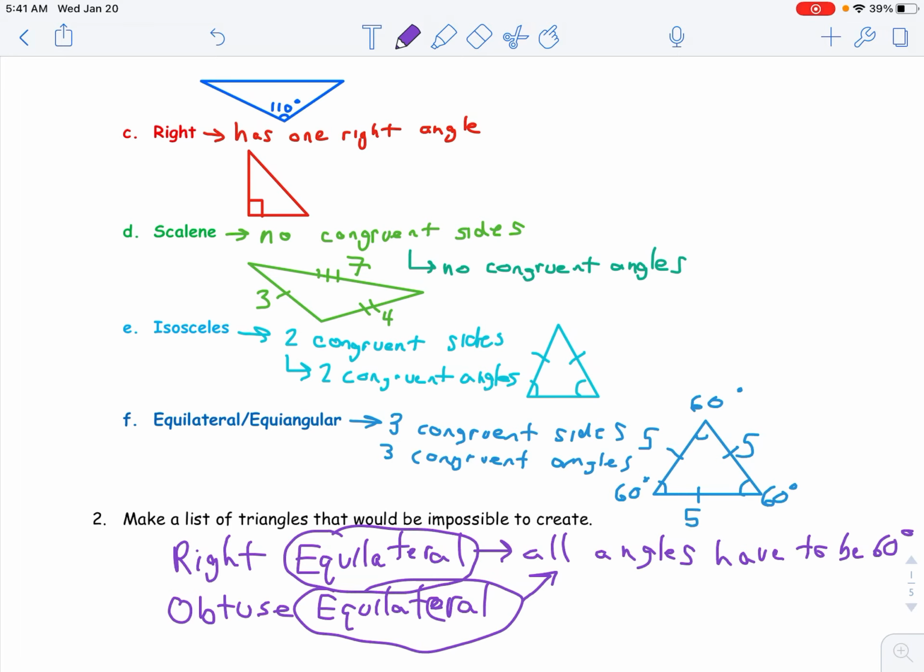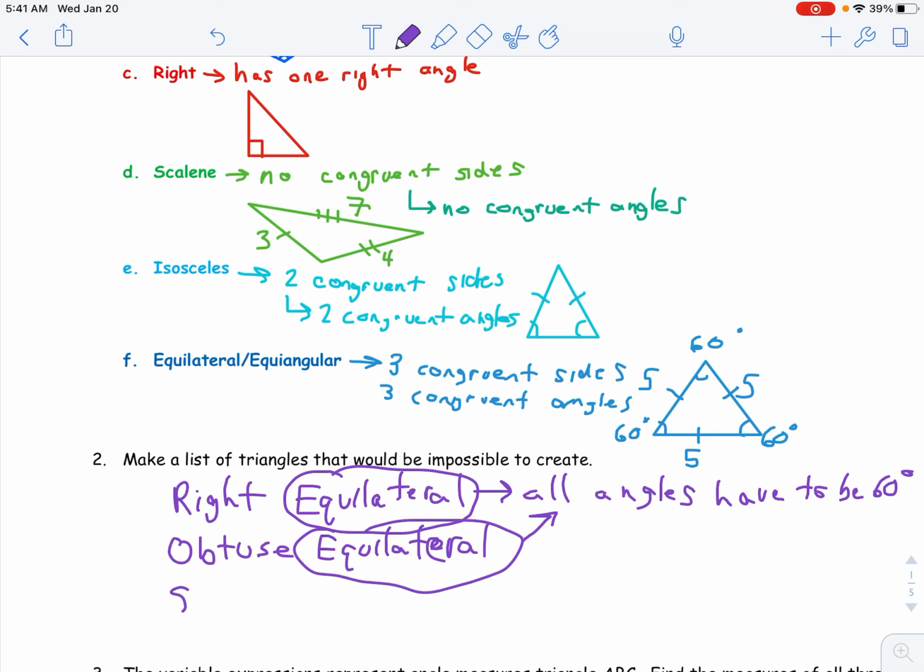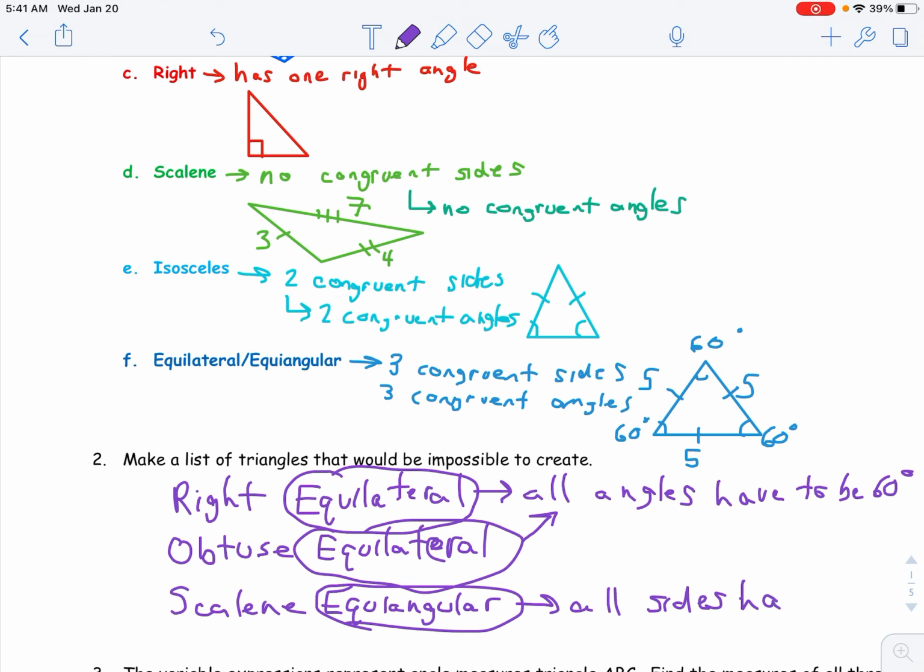Okay, and then you could also say scalene equiangular. Because when it's equiangular, all sides have to be the same. Technically, you can have isosceles equiangular. I don't really like the definition of isosceles, so I'm not going to write this down. But isosceles, at least two congruent sides. That's the official definition. Not exactly, it's at least. So technically, you can have equiangular isosceles.